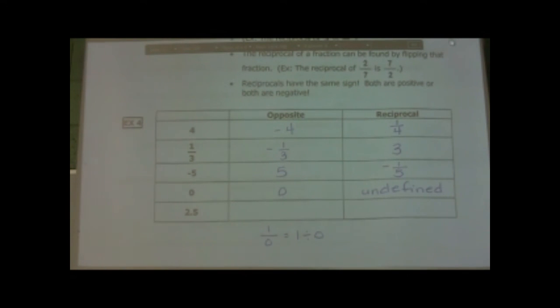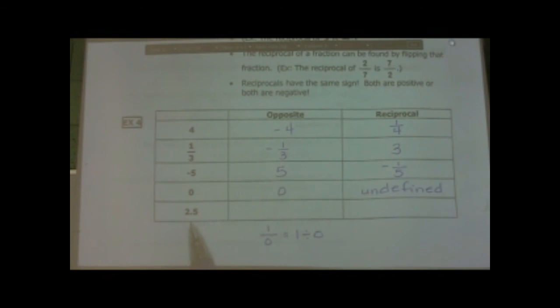So this is what we call undefined. All right? But here's the thing. 1 over 0 is not a number anymore. So you have to say it is undefined.